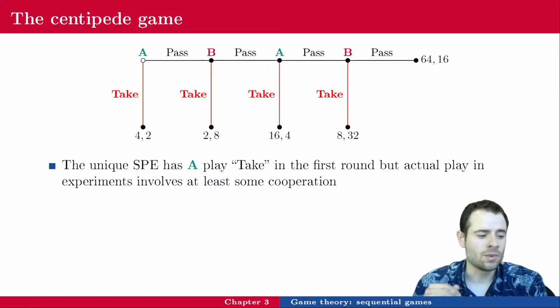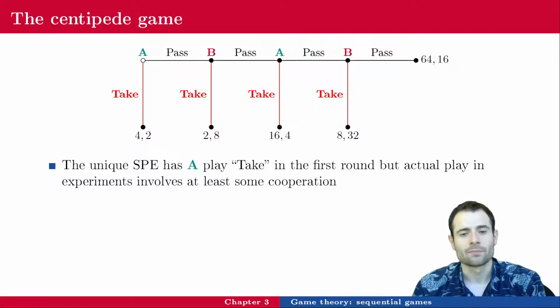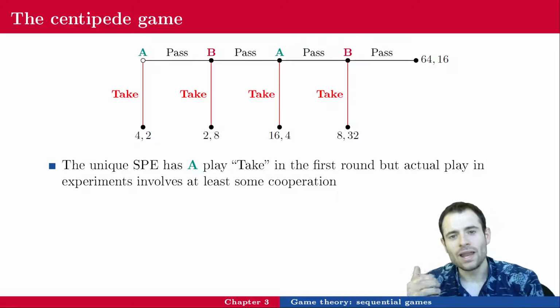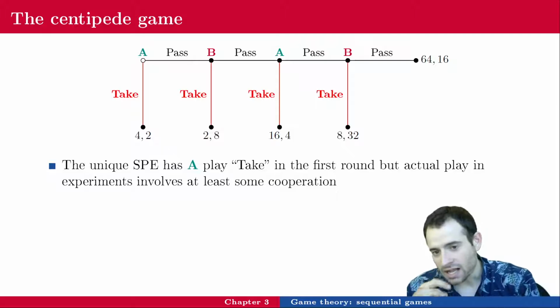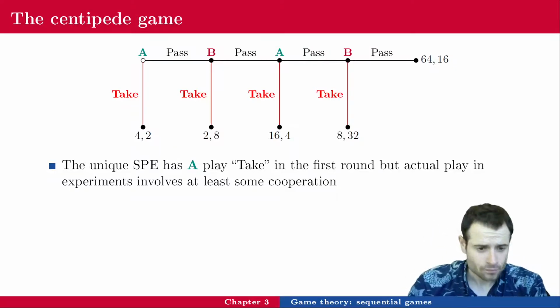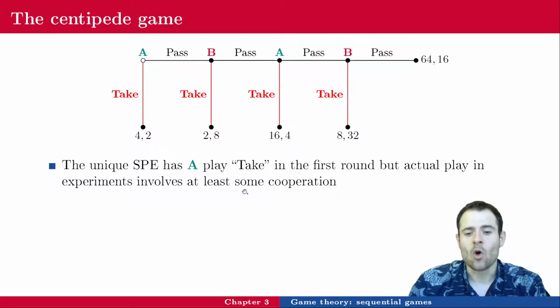That's what the subgame perfect Nash equilibrium says. Now, real-life experiments on people, students, and so on, have shown that there is some cooperation. So the first player to move doesn't stop the game right away. In fact, there is more cooperation where he passes and then B passes, and sometimes there is a stop somewhere in the middle.